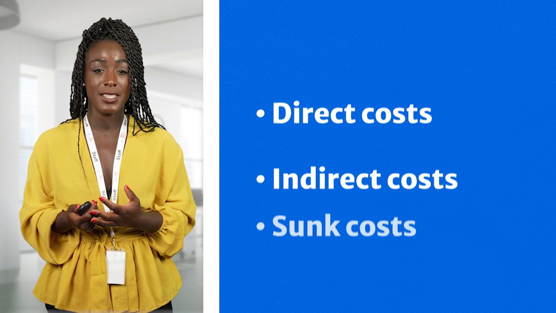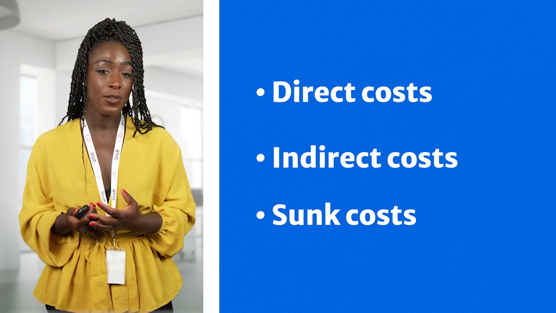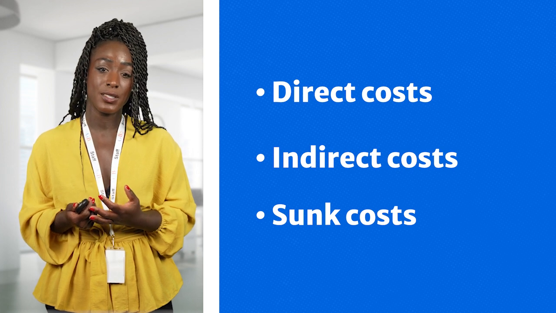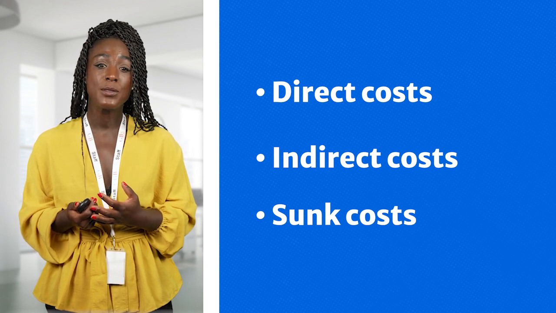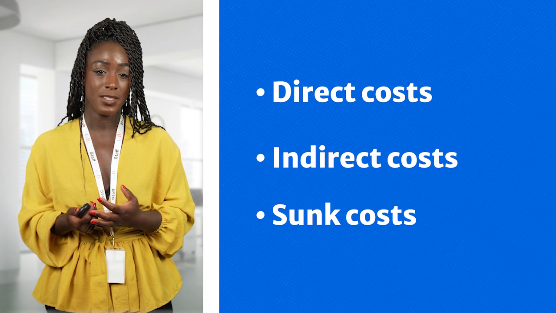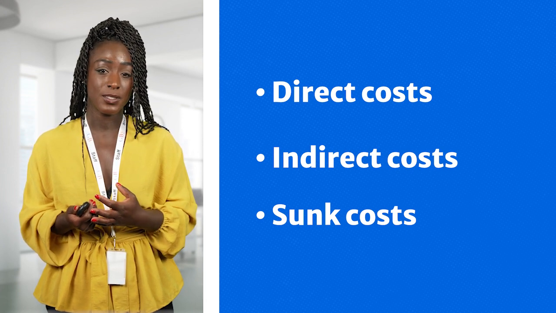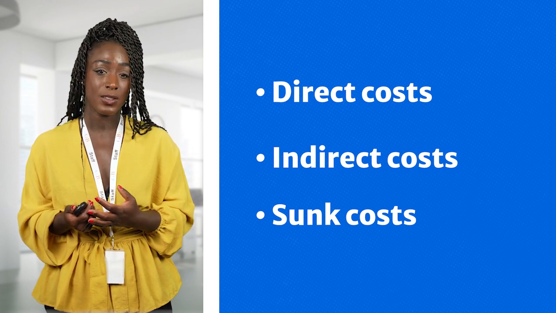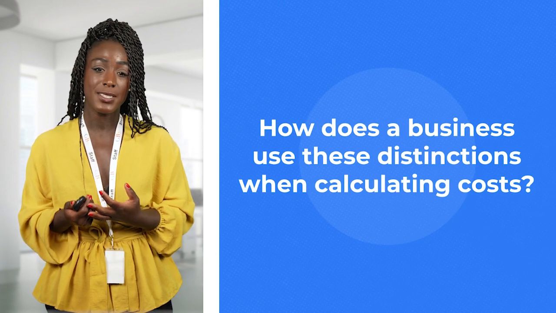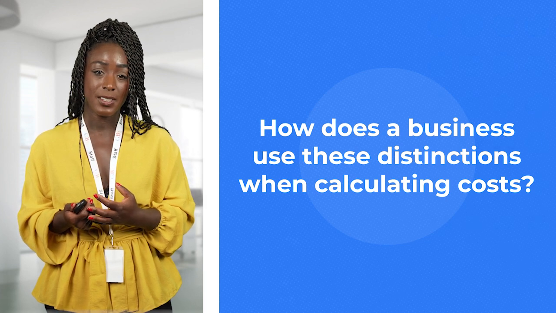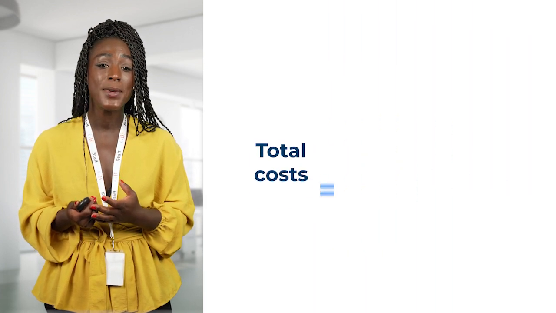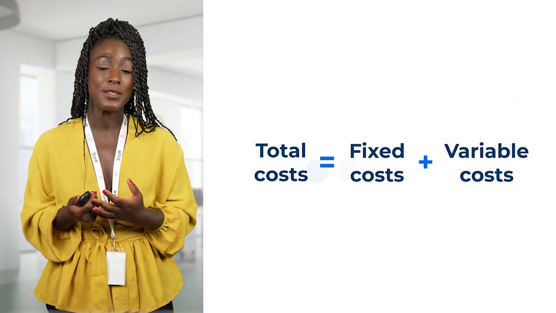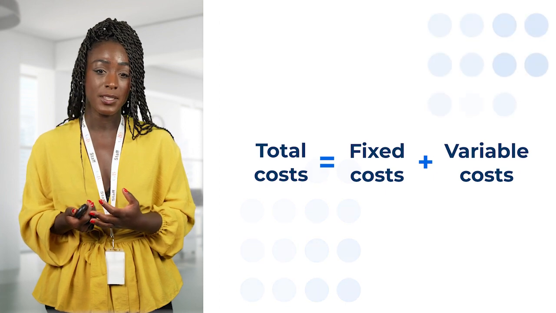Finally, let us consider sunk costs. This is a type of cost that cannot be recovered once it has been paid. Because sunk costs cannot be recovered, a business will not take them into account when making decisions. So we have looked at fixed costs and variable costs, and direct costs and indirect costs, as well as sunk costs. How does a business use these distinctions when calculating costs? To calculate total costs, a business adds fixed and variable costs. This is the overall cost that is spent on producing a particular level of output.